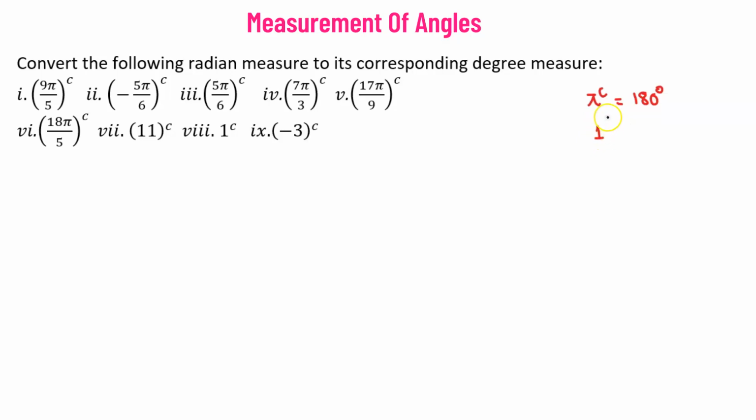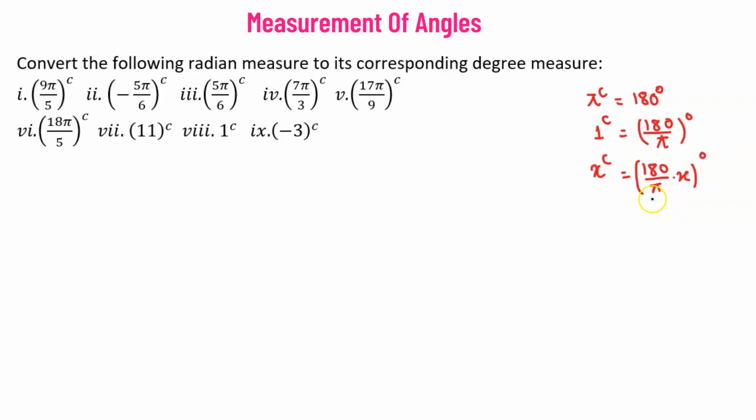Then we can consider 1 radian. So 1 radian will then be equal to 180 divided by pi, and this will get converted to degrees. And if we want to find out the value of x radians, then all we have to do is multiply 180 over pi with x, and this will get converted to degrees.